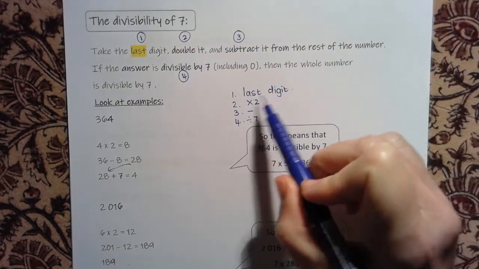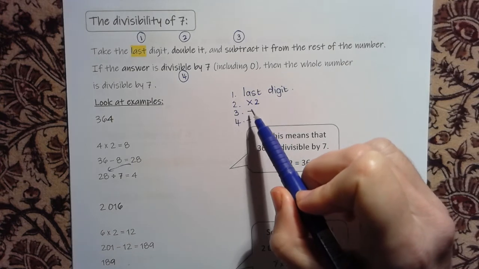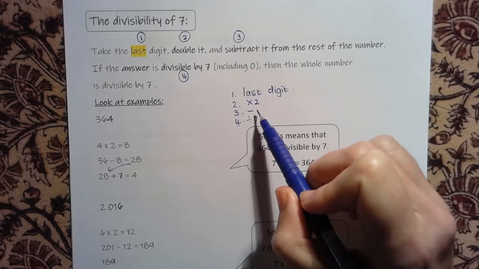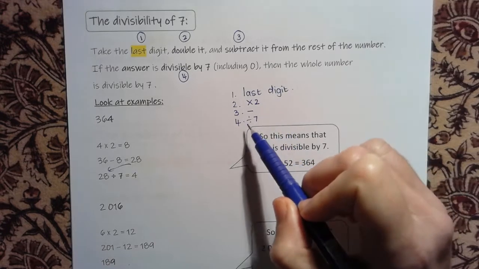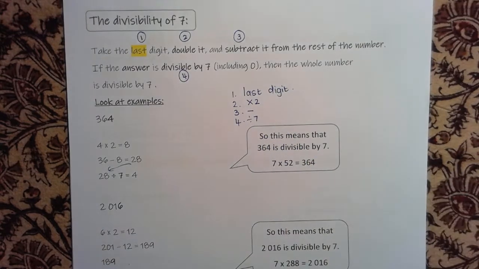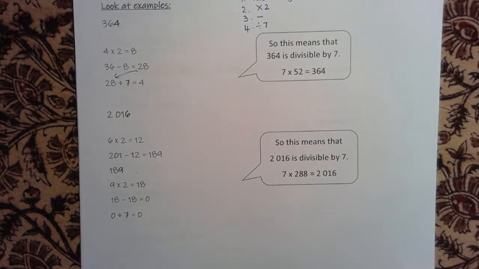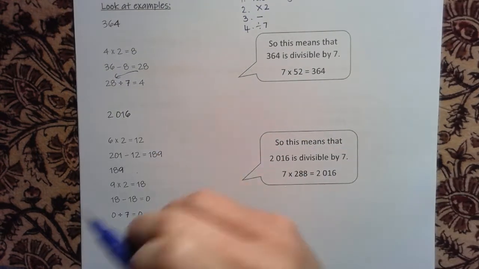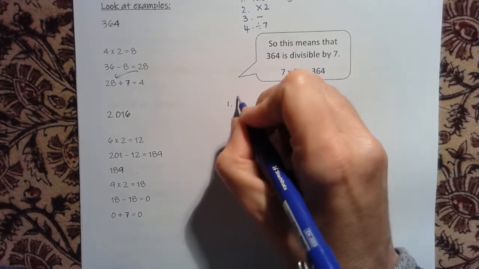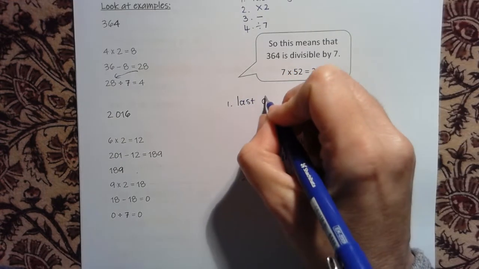Okay, so what steps do we need to follow when we check the divisibility of 7? You must take the last digit, you must double it times 2, then you must take the answer and subtract it from the rest of the number, and then that answer you're going to divide by 7. Let's test it on the next one. Right. 2016. So number 1, last digit.